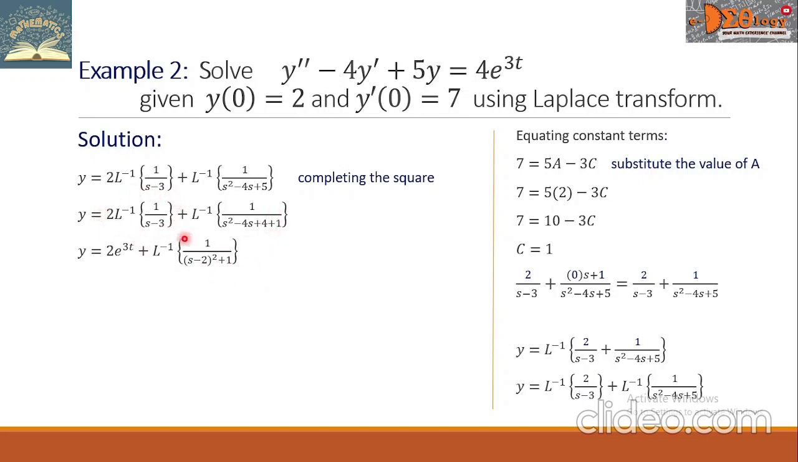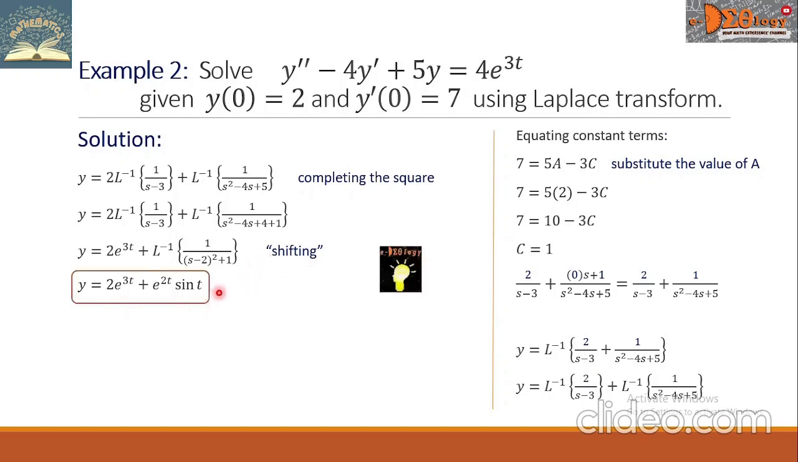In the first Laplace inverse, we will now simplify it into 2 times e raised to 3t. For this second Laplace inverse, remember the shifting property, which means the value of this Laplace inverse is e raised to 2t times sine t. Meanwhile, I'm going to pin the video for shifting property of inverse Laplace transform in the description below. And this is now the final answer.